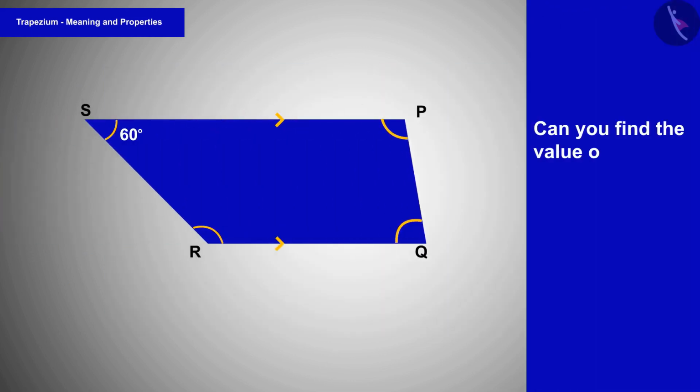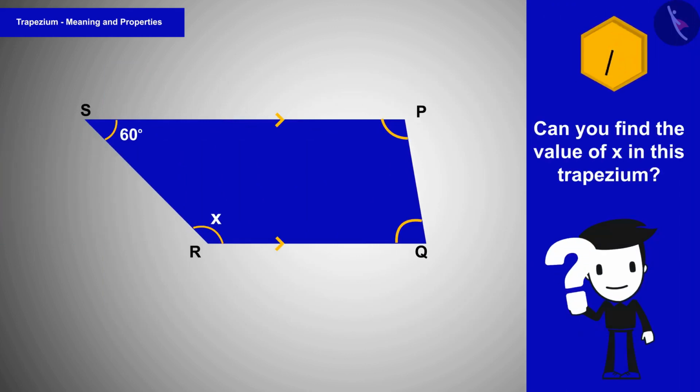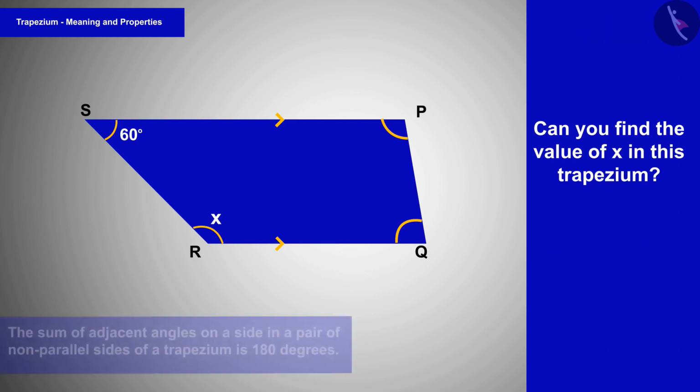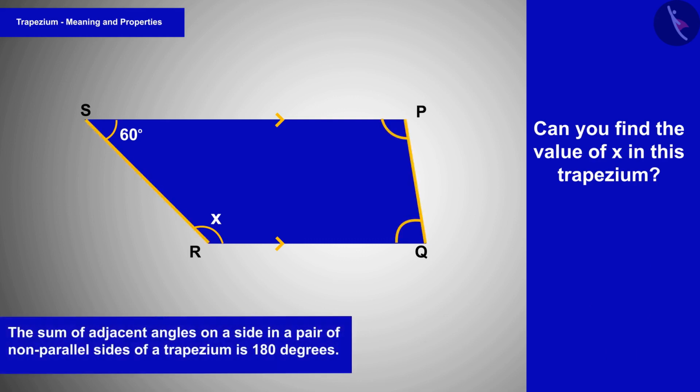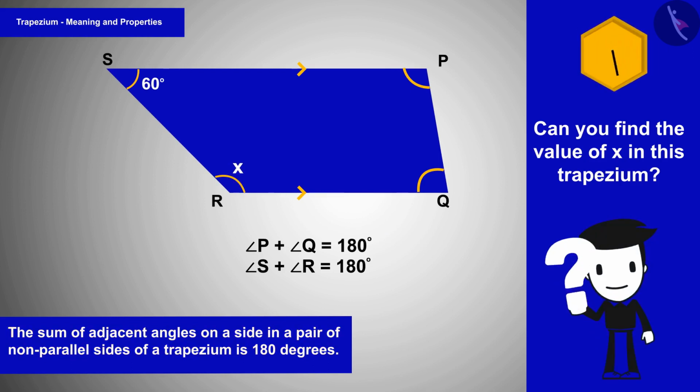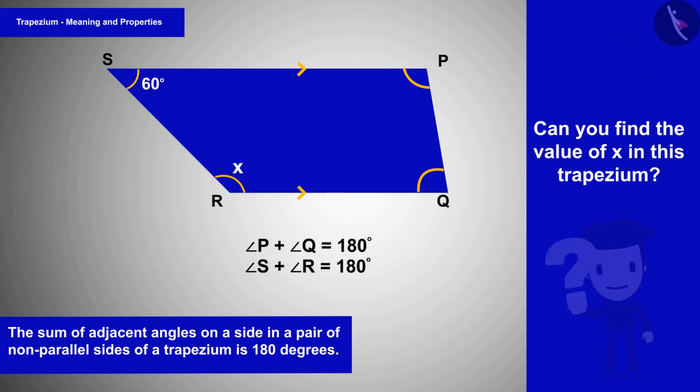Can you find the value of x in this trapezium? In the previous video, we learned that the sum of adjacent angles on a side in a pair of non-parallel sides of a trapezium is 180 degrees. Can this property of trapezium help you find the value of x? Yes, this property of trapezium can help us find the value of x. Let's see how.